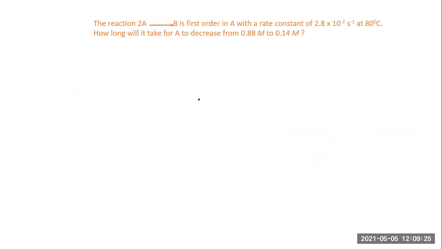All right, so why don't you take a second here and let's try to figure this out. If we have a reaction that's first order in A, with a rate constant of 2.8 times 10 to the minus 2, how long will it take for A to decrease from 0.88 to 0.14 molar?